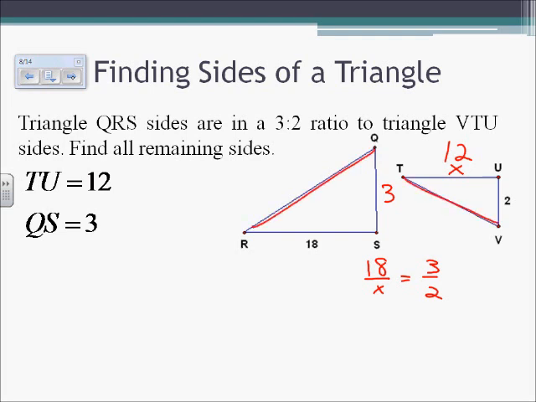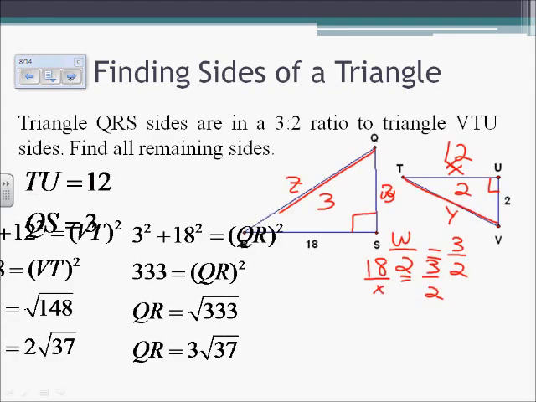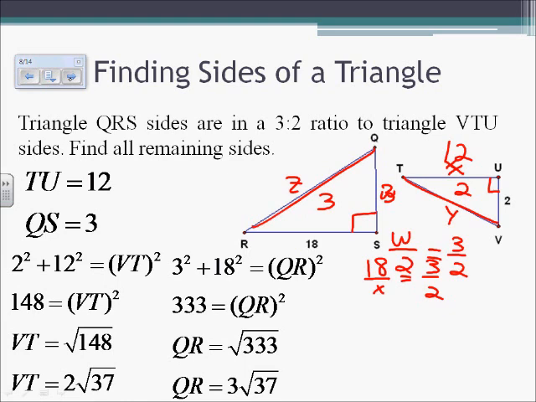And TV and QR will be solved for using the Pythagorean theorem. Again, a squared plus b squared equaling c squared. And then we have both of those. We have the 2 squared plus 12 squared equaling VT squared, and we have the 3 squared plus 18 squared equaling QR squared. Solving both of those, we have 148 is equal to VT squared, square root both sides, square root of 148, then simplifies down to 2 square root of 37.